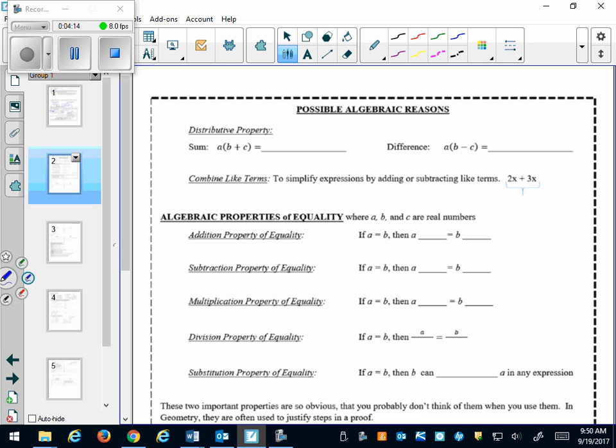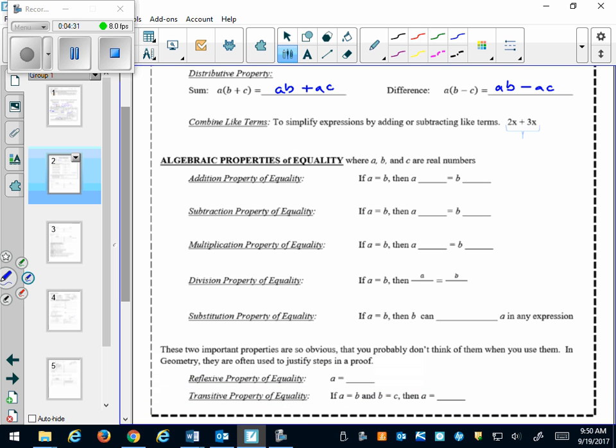So, just as a review, you remember doing the distributive property. This would be AB plus AC. Distributing the A means multiplying it to everything inside the parentheses. And we just match the signs. Combine like terms. Make sure that the x matches the x, or if it's an x squared, it goes with an x squared. You can't add an x squared and an x. Those don't match, right? Now, these properties here, most of them you are familiar with. Addition property of equality just means if you add the same thing to both sides, it's still equal.